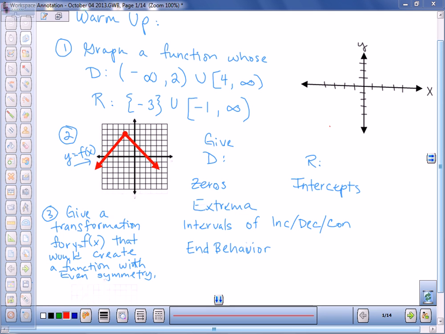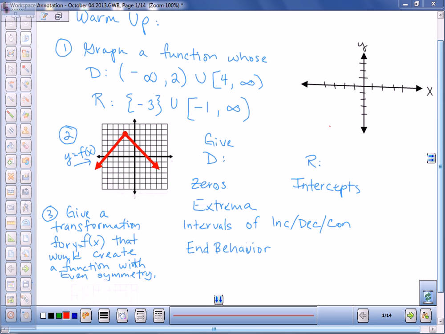Then on number 2, I have graphed what I tried to make an absolute value function. It's pretty close, it's slightly off, but it's pretty close. I need you to give me the domain and the range, the zeros and the intercepts, and we're going to estimate a little bit because they're slightly off. Give me any extrema, intervals where the function is increasing, decreasing, or where it's constant, and then give me the end behavior.